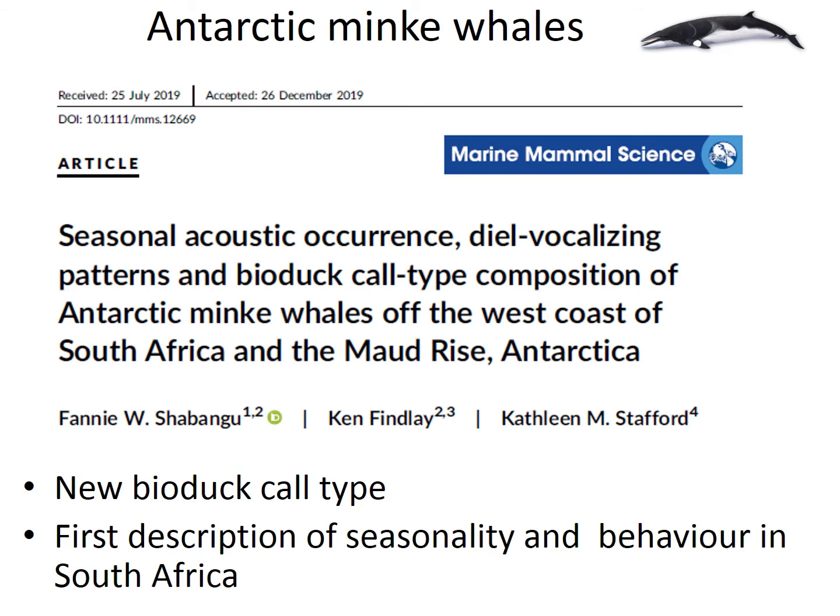And now I'll move on to another baleen whale, the minke whale. This was one of the byproducts of the studies which we did, where we were collecting data, and there's a picture of a minke whale. From these results we were able to describe a new biodark subcall type for the minke whale, which was detected both in Antarctica and South Africa, meaning it's from minke whale, it's not from dwarf or pygmy minke whale. So it was interesting for us to do that. And these results also provided the first description of seasonality and behavior of these whales in South African waters.